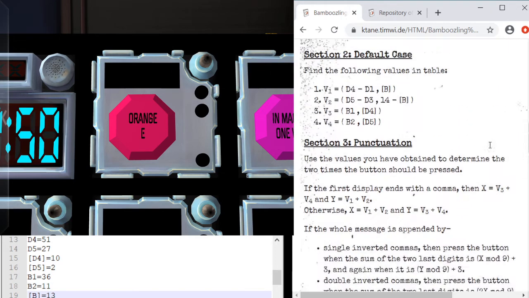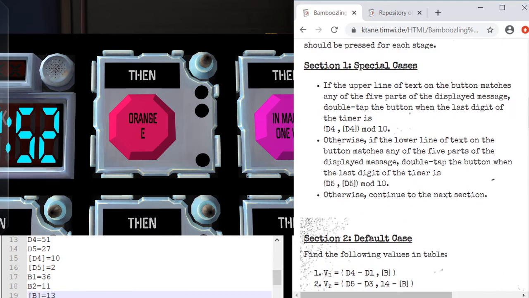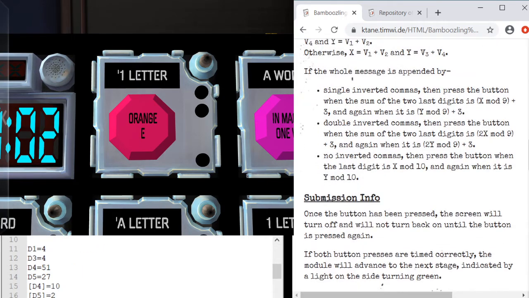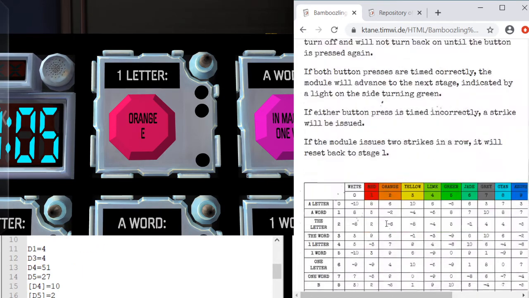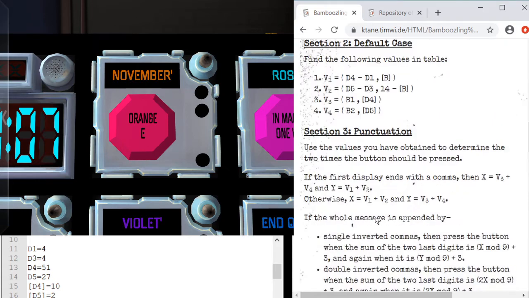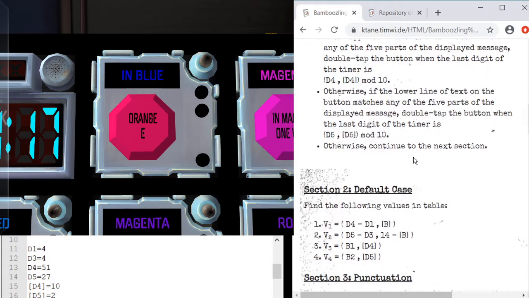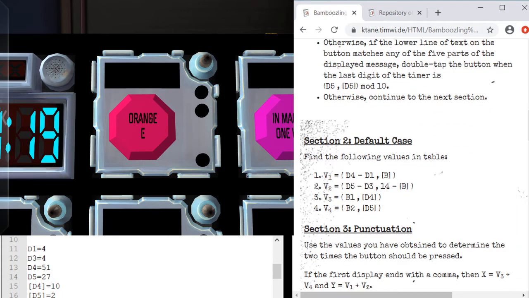So, first off, special cases. If the upper line of text matches any of the 5 parts of the displayed message, double tap the button when the last digit of the timer is the coordinates of D4 and D4 in brackets in this chart. That does not apply. And the other special case is if the lower line of text matches any of the 5 parts, then you do it with the coordinates of D5 and in brackets D5. Both of those do not apply, so we move on to the default cases.